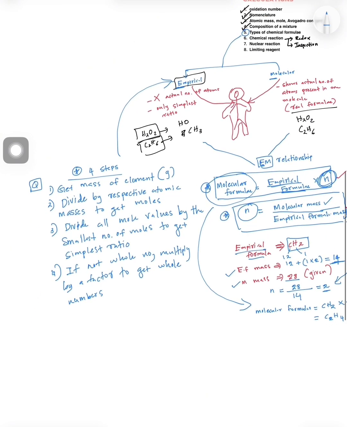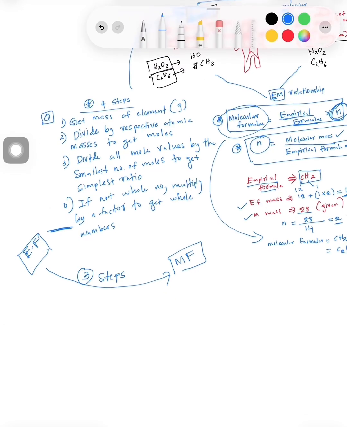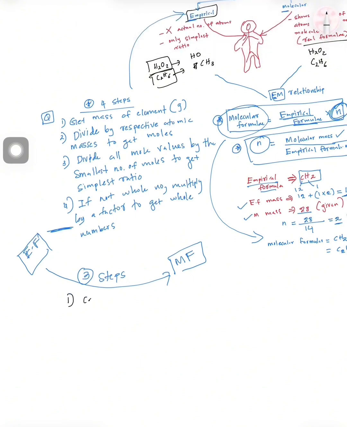Now I know you all don't understand what I have written over here, but if you do these steps, you can get the empirical formula. Once you get the empirical formula, you have to convert it into the molecular formula. For that, you have 3 steps. The first step is to calculate the empirical formula mass.